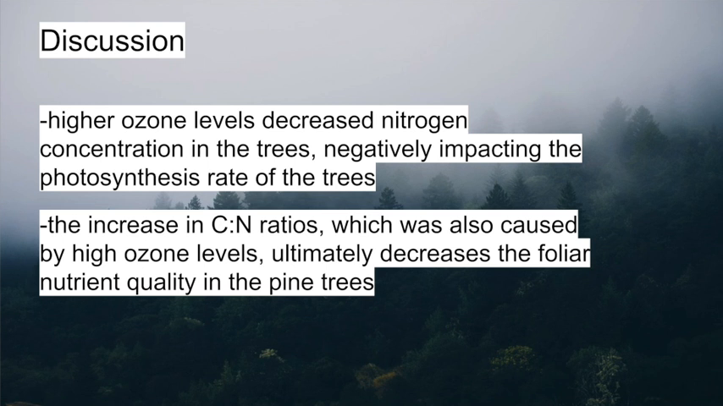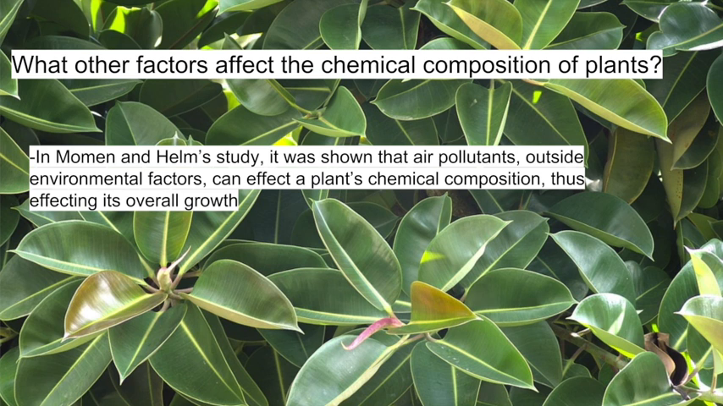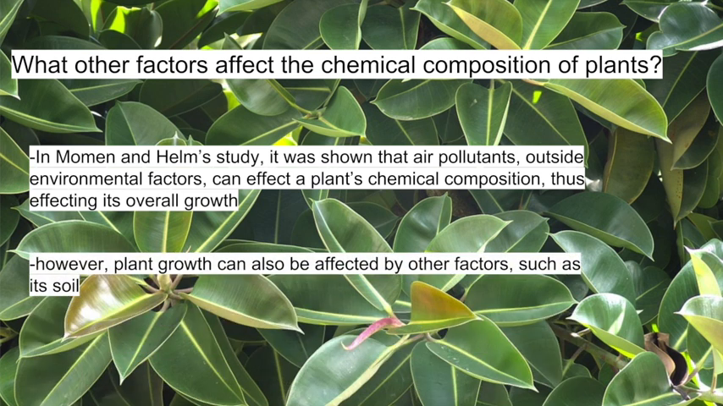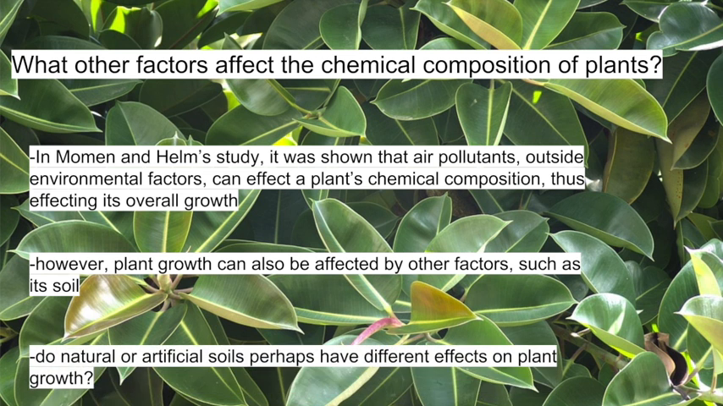These 2 major alterations in the tree's chemistry negatively impacts both the photosynthesis rate and the foliar nutrient quality in the pine trees. So the air pollutants basically have a negative impact on the pine tree's growth rate and overall quality. This article showed that the chemical composition of a plant, of course, has an effect on its growth and development. While Mohman and Helms' study showed that the pine tree's chemical composition could be affected by air pollutants, ultimately limiting its growth, other factors have the potential to do the same thing. The next article explores the different effects of natural and artificial soils on plant growth and development.